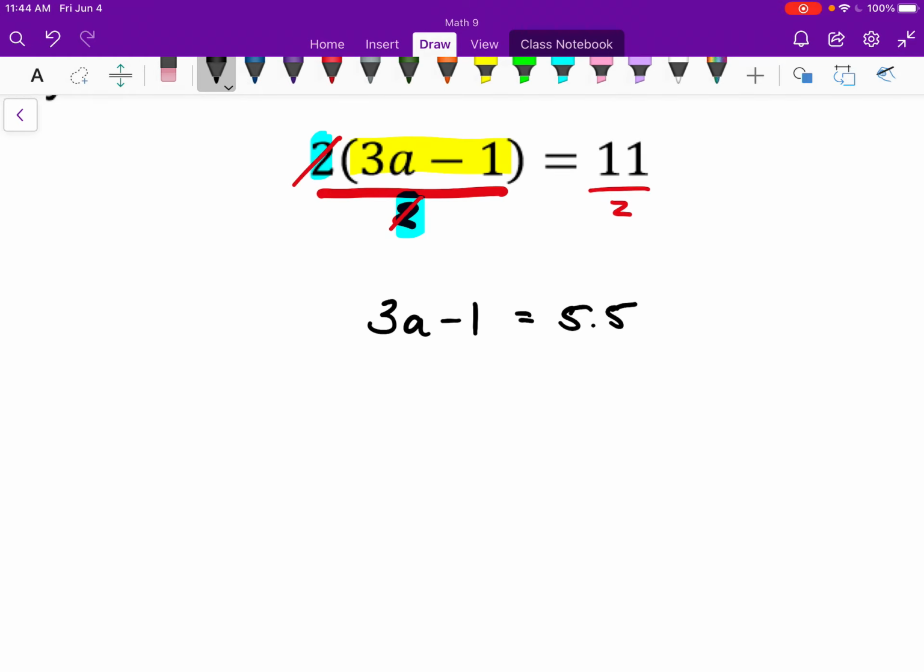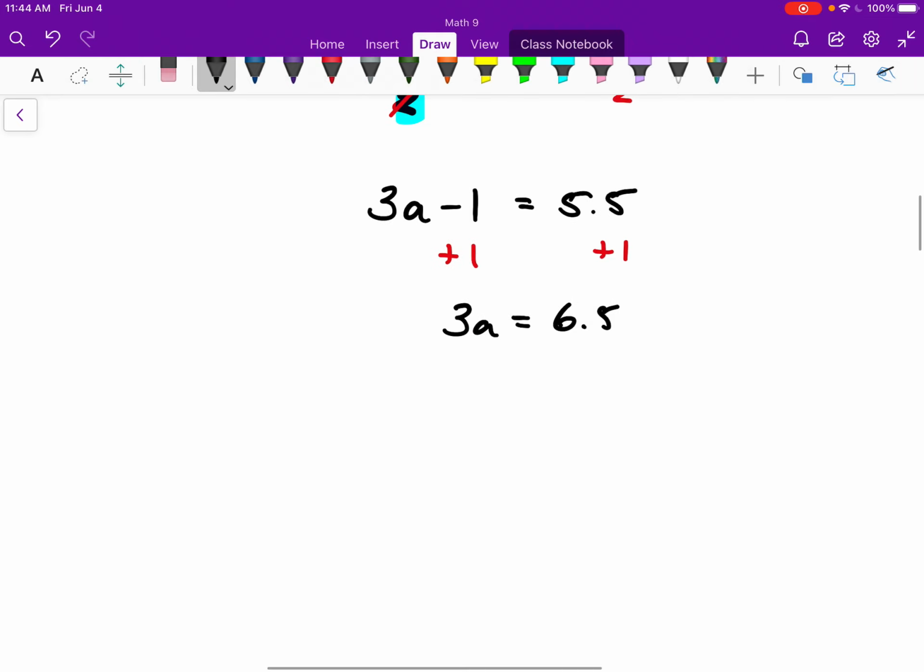Okay, so now I'll add 1 to both sides. And so that means I have 3a equals 6.5. And again, my last step is divide. This time I'm going to divide both sides by 3. And again, I could go to my calculator and go 6.5 divided by 3. But I already know what it's going to be because I've already worked out this question. But again, if you do that, you get 2.16 repeating. If you write it as a fraction, I'll just leave it like that.